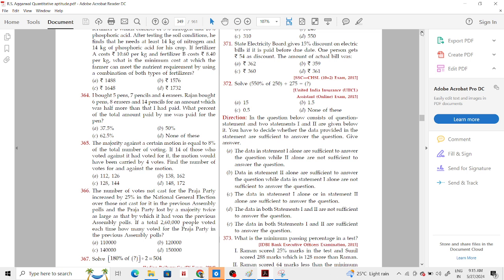Yeah, you can try out number 365 and then I'm telling. Okay. Sir, will you take the total vote as X or 100? The majority against a certain motion is equal to 8% of the total number of voting. If 14 of those voted against it had voted for it.